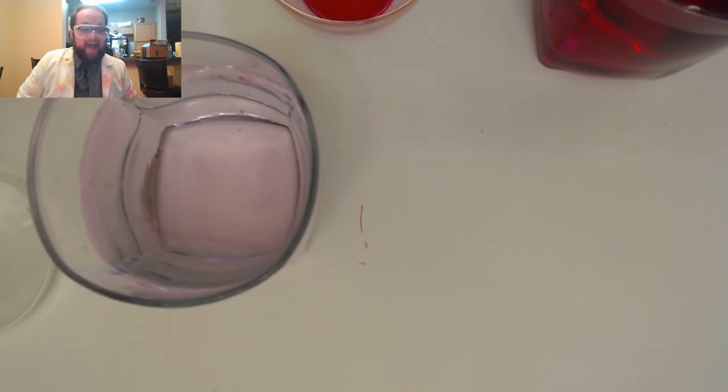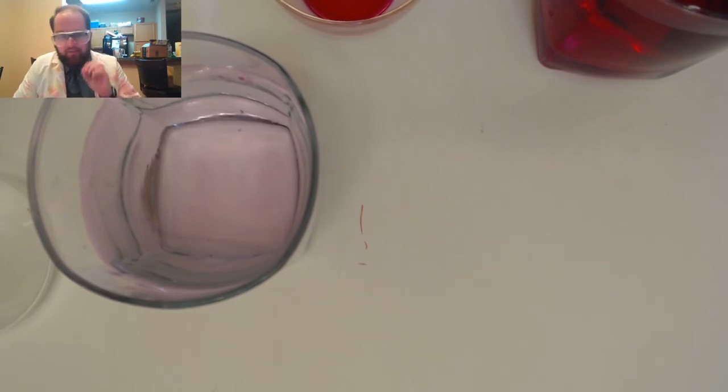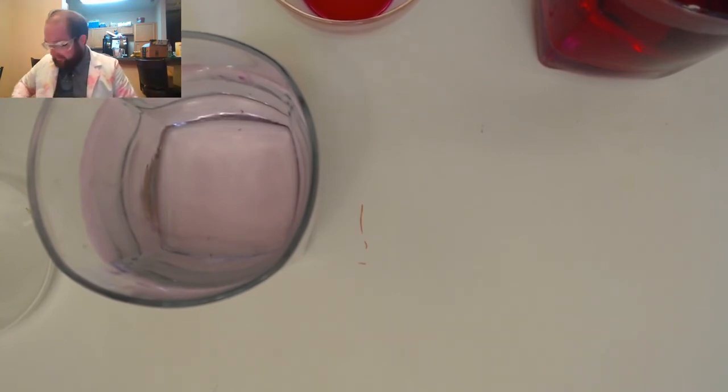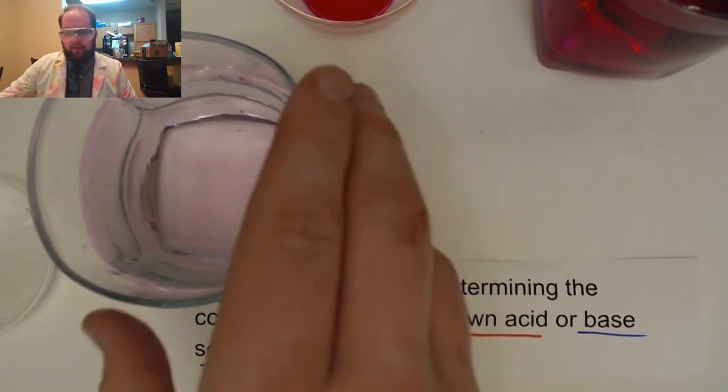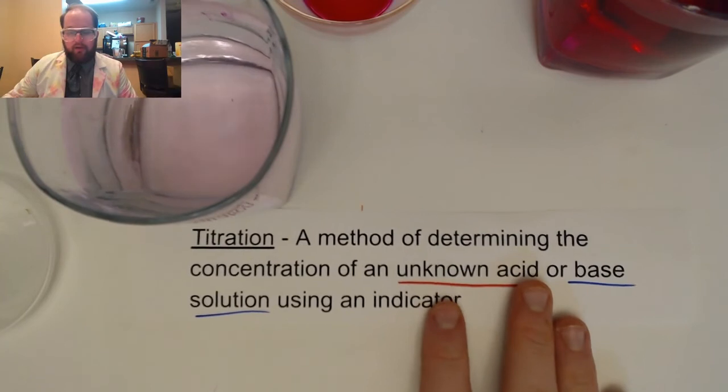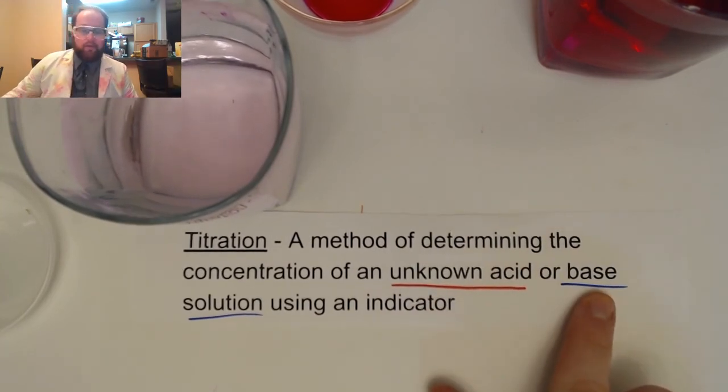If I'm making sour candy, that's usually made with malic acid. I can figure out exactly how much sour stuff I want to add to make my candy just perfect. So I don't get the tongue burning effect like I do with some of those super sour Skittles. But so, we have these methods in chemistry to help us identify things, right? A titration, a method of determining the concentration of an unknown acid using a base.